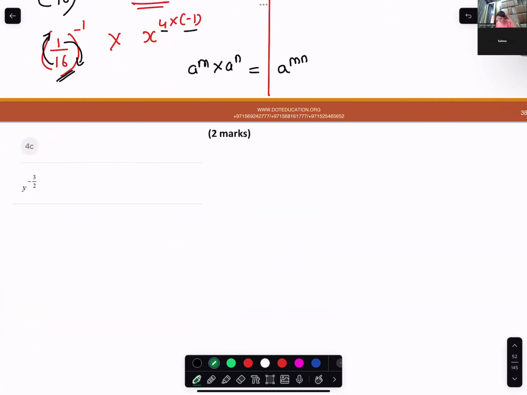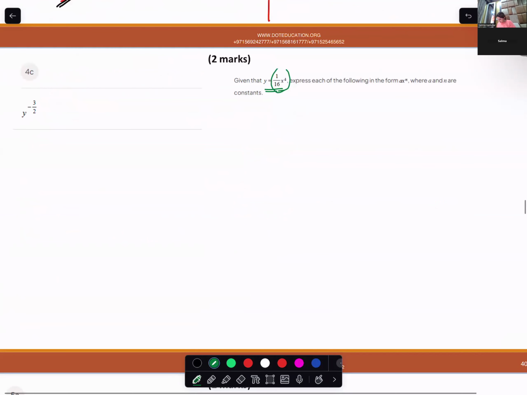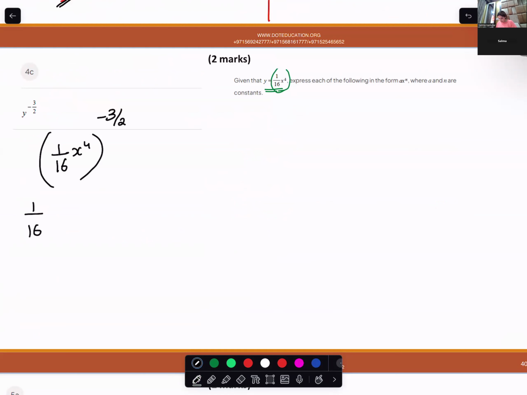Same thing, but now the y is minus 3 by 2. Okay, let's do it. In place of y, I will put 1 by 16x^4, everything raised to minus 3 by 2. This becomes 1 by 16 raised to minus 3 by 2. And this becomes x^4 raised to minus 3 by 2.